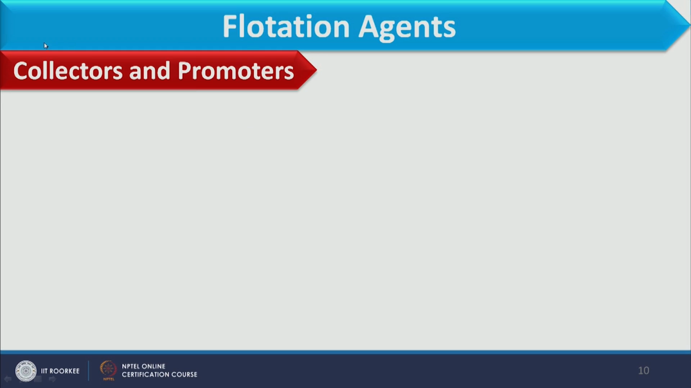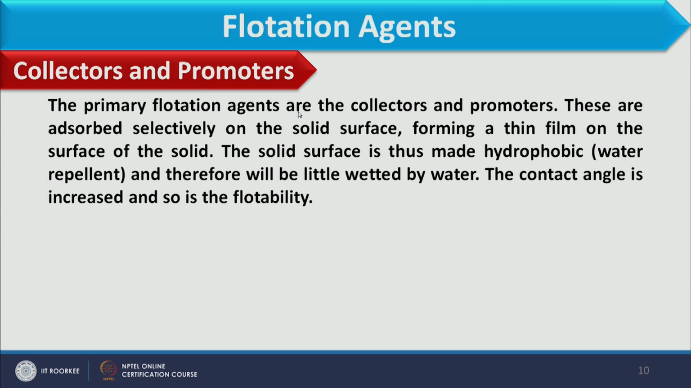So, there are different flotation agents. The first agents we call collectors and promoters. The primary flotation agents are collectors and promoters. These are adsorbed selectively on the solid surface, forming a thin film on the surface of the solid. The solid surface is thus made hydrophobic, that is water repellent, and therefore will be little wetted by water.